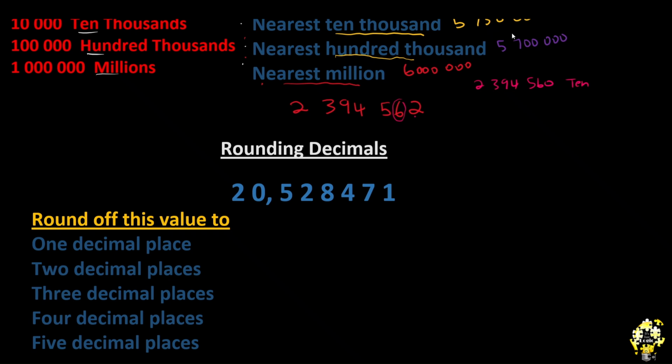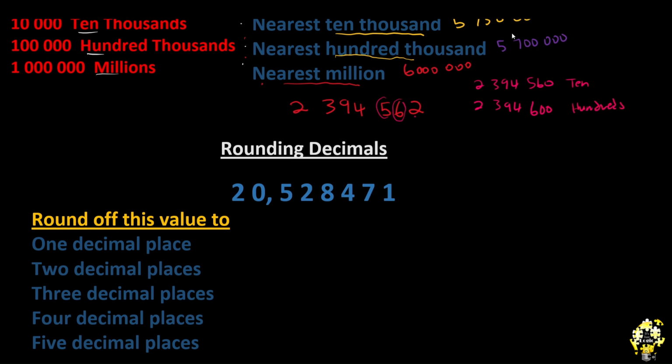Now, to the nearest 100, who is the target? Obviously, this is the target. Who is the right neighbor? It's this one. It falls on round up, meaning we must add 1. So it's going to be 2,394,600. And this was to the nearest 100.